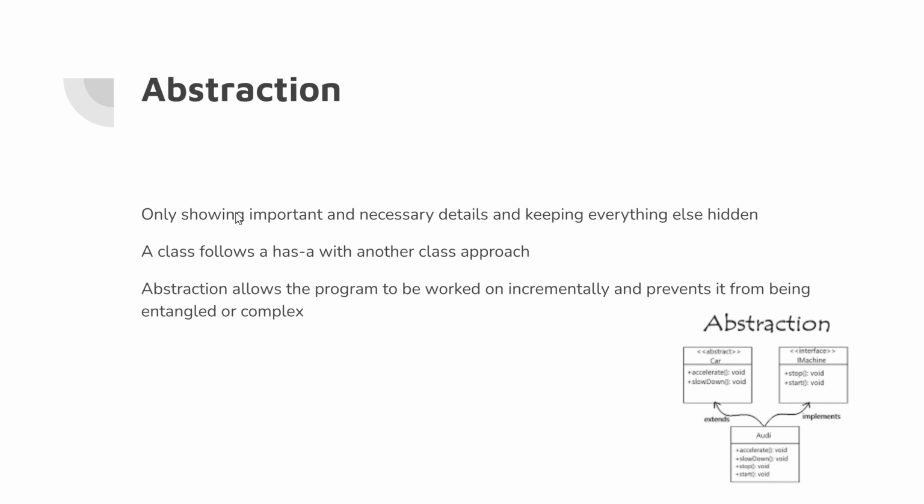Abstraction. Only showing important and necessary details and keeping everything else hidden. A class follows a has-a relationship with another class. Abstraction allows programs to be worked on incrementally and prevents them from becoming entangled or complex.